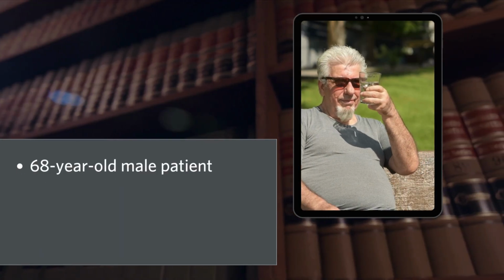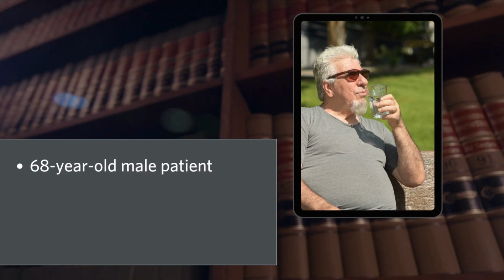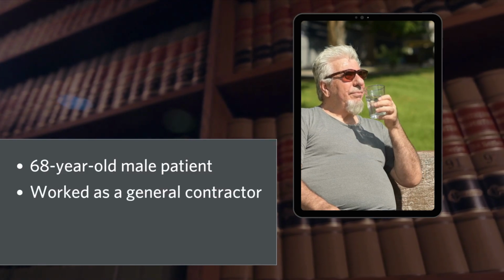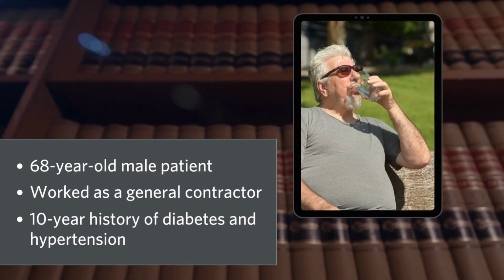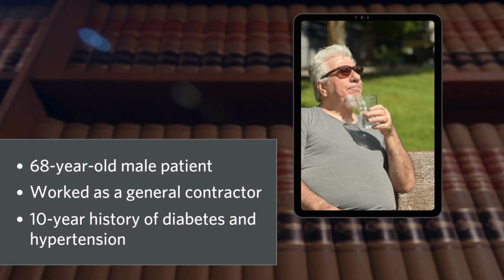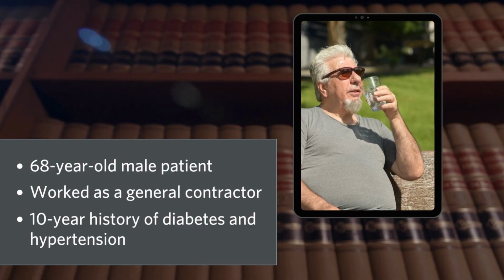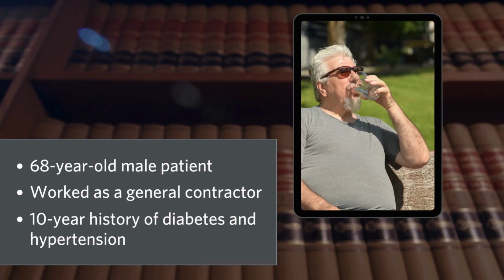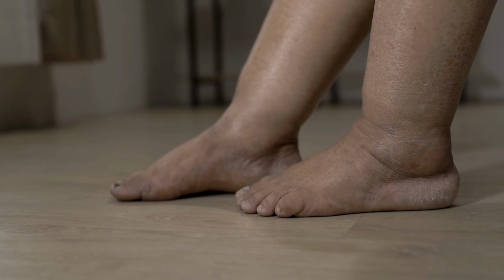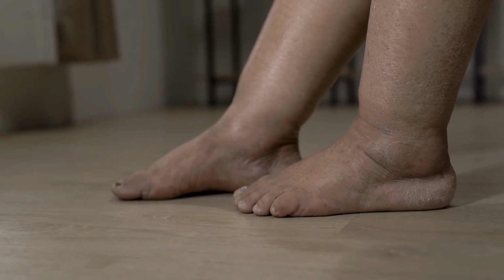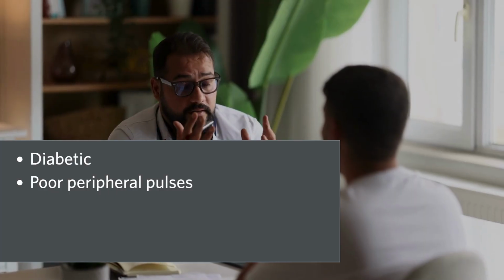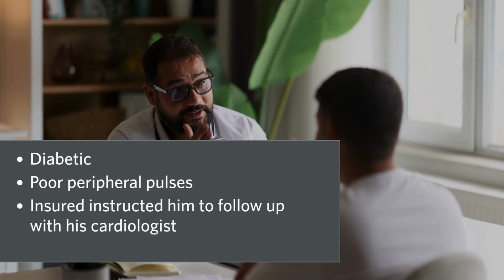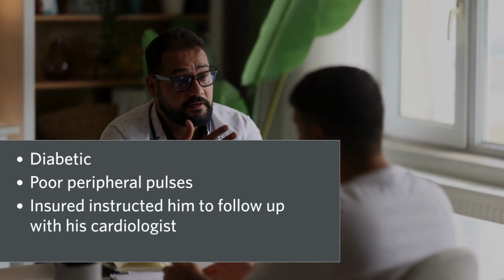A 68-year-old male with diabetes lived in California and worked as a general contractor. He had a 10-year history of diabetes and hypertension. At the time of care, he suffered from uncontrolled diabetes along with arteriosclerotic vascular disease. The patient presented to our insured podiatrist for evaluation of pain and discomfort in both feet. He was diabetic with very poor peripheral pulses. The podiatrist instructed him to follow up with his cardiologist about his poor pulses.